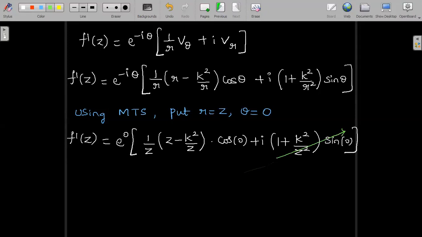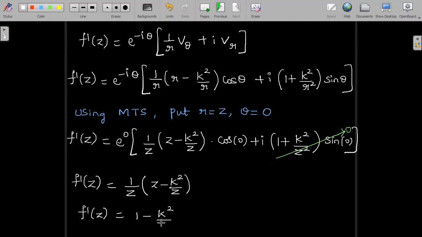Now we just have cos 0 equal to 1. So let us substitute: f dash of z is equal to 1 divided by z multiplied by (z minus k square by z). Cos 0 is 1, e power 0 is also 1. Now multiply 1 by z inside, and you will get f dash of z is equal to 1 minus k square divided by z square.